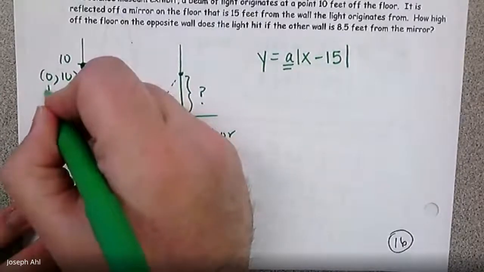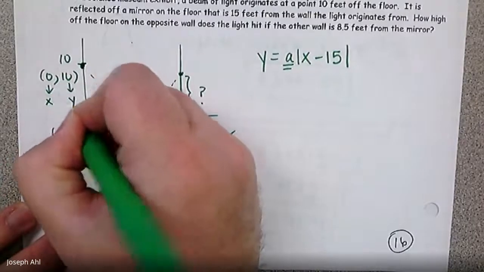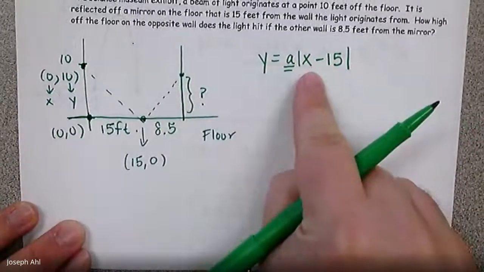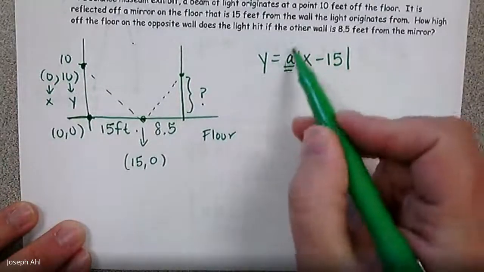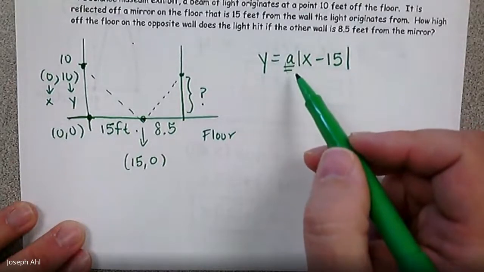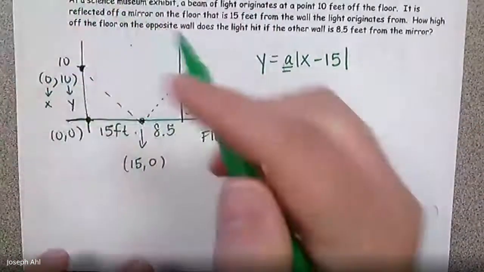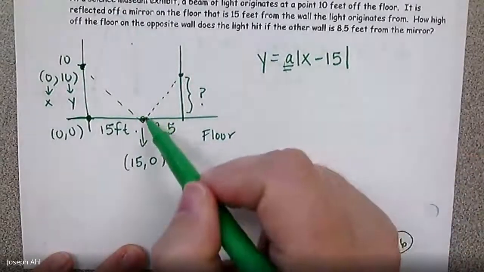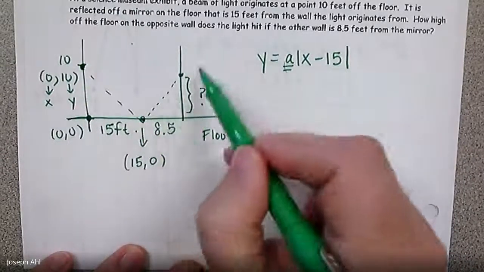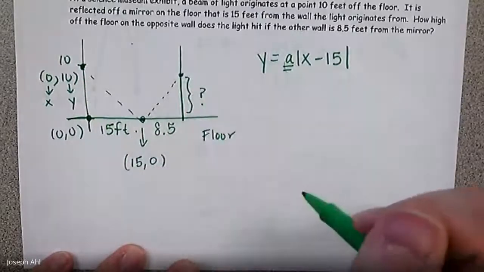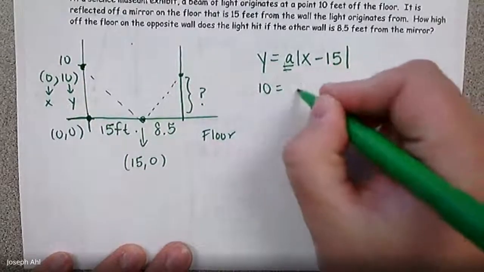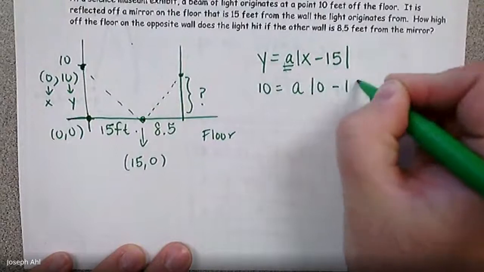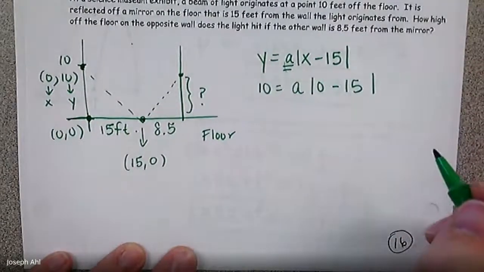If you plug in 0 for x and you plug in 10 for y in this equation, what that will allow us to do is solve for A and figure out, is there some sort of vertical stretch happening here? Because we don't want to assume that this is just a normal absolute value function with slopes of 1 on both sides, like an absolute value typically would have. So plug in 10 for y, plug in 0 for x, and let's solve for A.